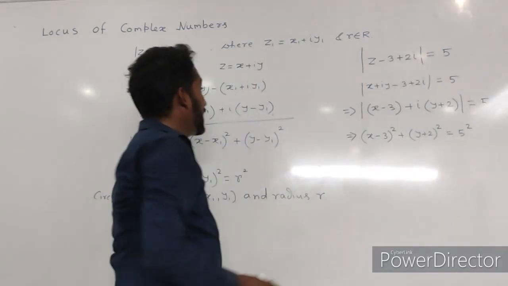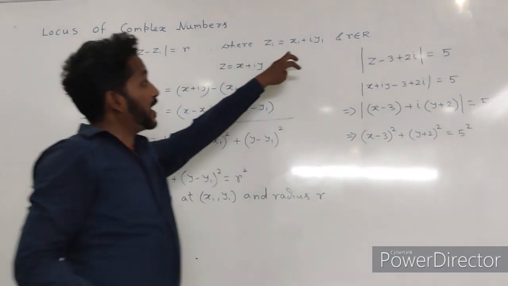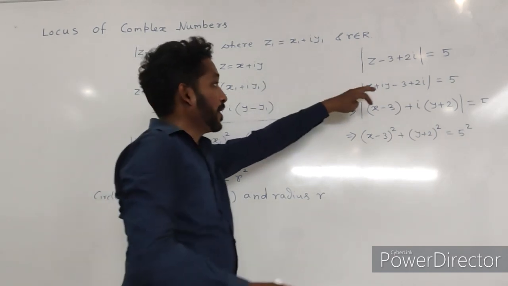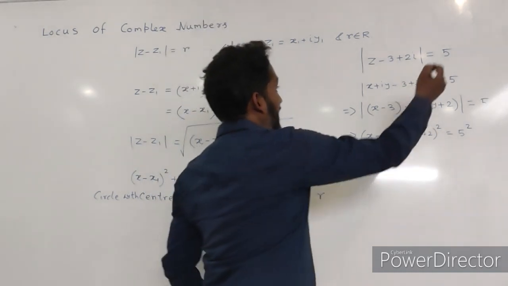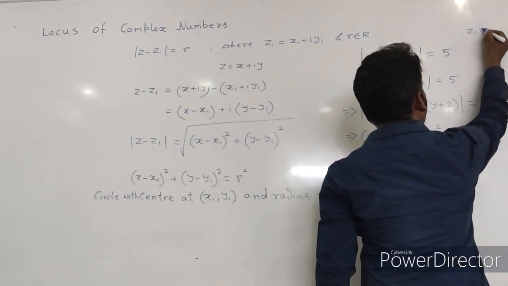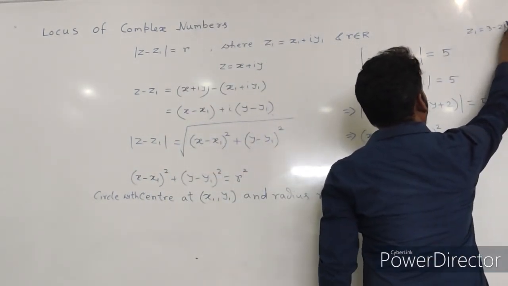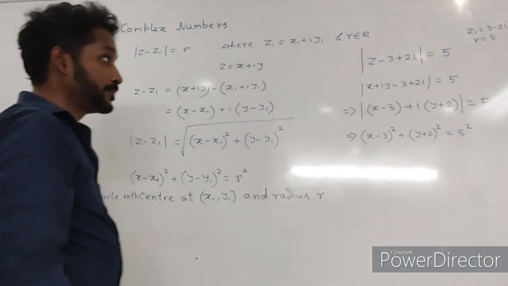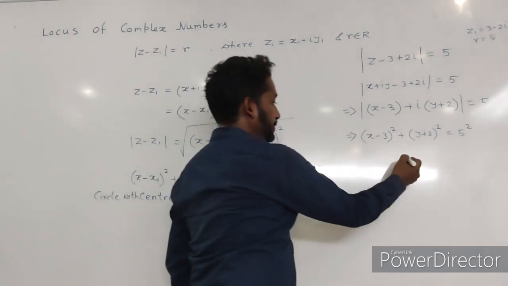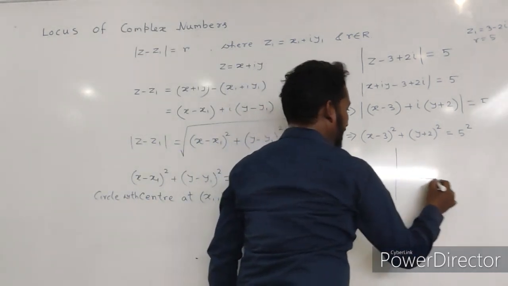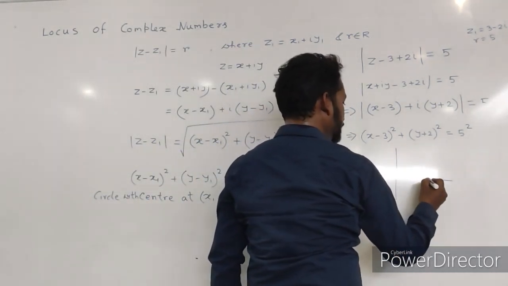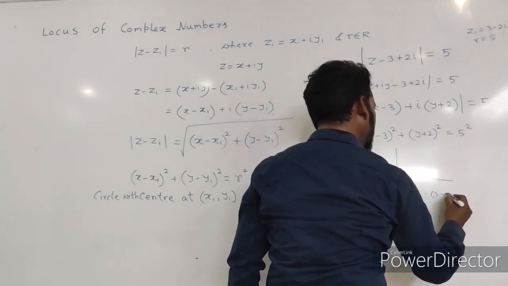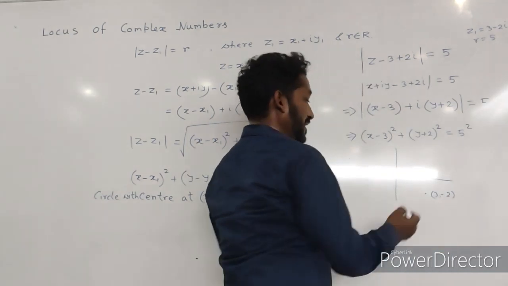So in this case, what we are getting that our z1 is now 3 minus 2i. Okay. In this case, what can you say? That z1 is becoming 3 minus 2i and r is equal to 5. So this should be our final result. So it should be a circle with center at 3 comma minus 2 and radius is 5.